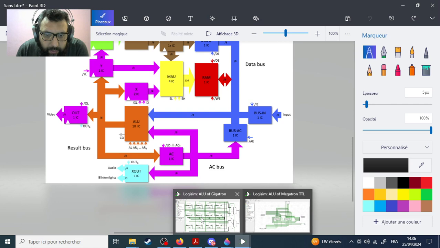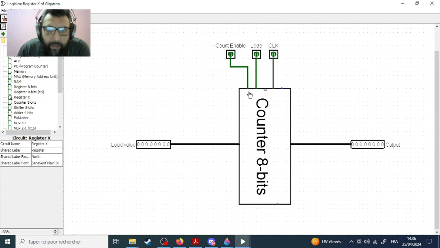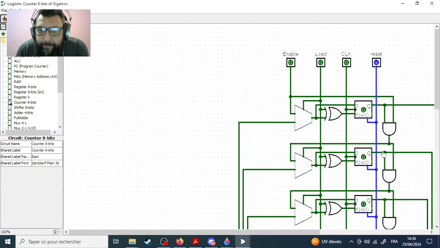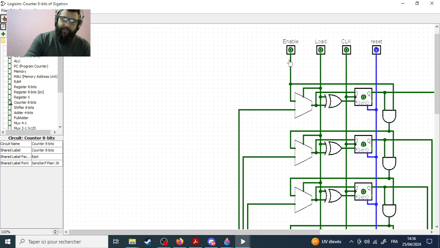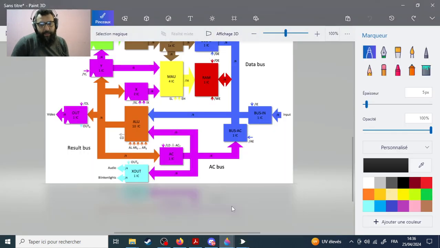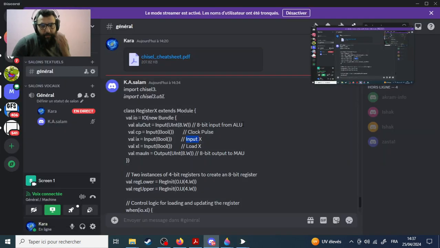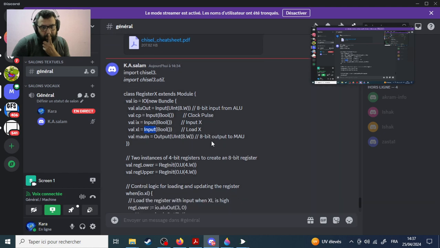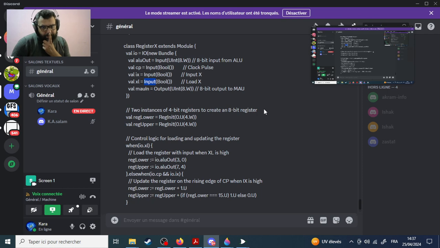Let's be sure, just to have the right implementation. We have the enable and the load. We have the reset, it's not used. We have the clock. Enable means increment, plus one. Two instances, in our case, of course we need two, because we don't have a circuit on 8-bit. In Chisel, we don't need that.